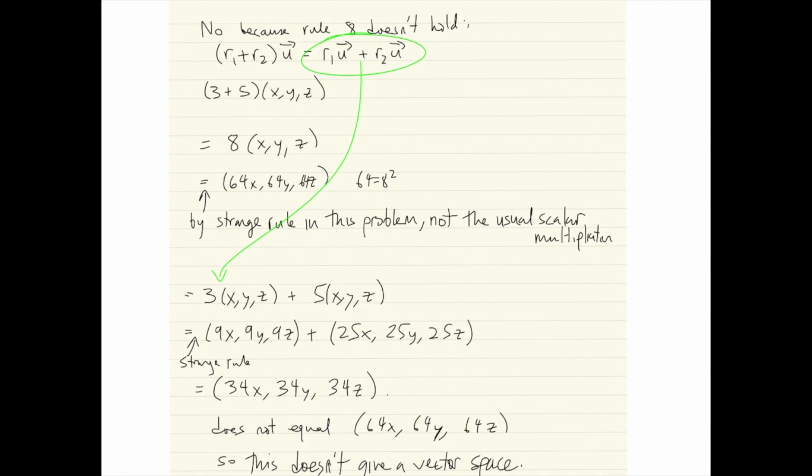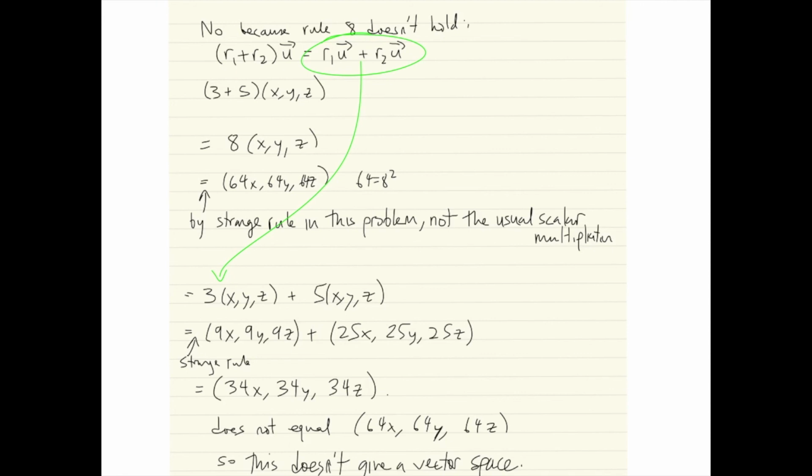Okay, and then when we add these two, the addition rule is the usual rule for vector addition, namely they add component-wise. So 9x plus 25x is the first component, that's 34x. Similarly, the second and third components are 34y and 34z. And then we have to check, does that equal the left-hand side of the equation, which we computed was (64x, 64y, 64z)? And yeah, it's clearly no. 34x is not equal to 64x, so that immediately tells us that these two vectors are not equal.